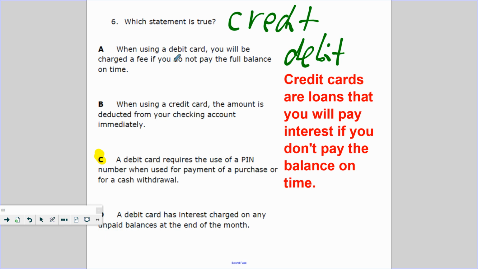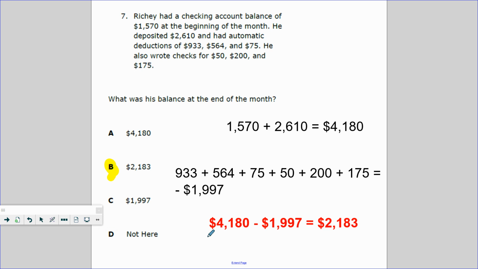When using a debit card, you will be charged a fee if you do not pay the full balance on time. That's a credit card. When using a credit card, the amount is deducted from your checking account immediately. Now, with a credit card, you're borrowing money for about a month. Wrong. A debit card uses a PIN number when used for payment of a purchase or for a cash withdrawal. That is true. A debit card has interest charged at the end of the month. That's a credit card.